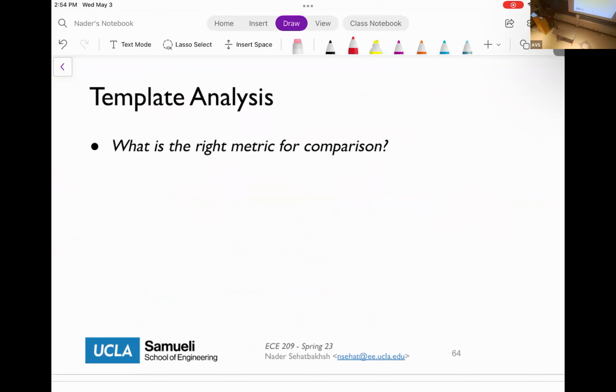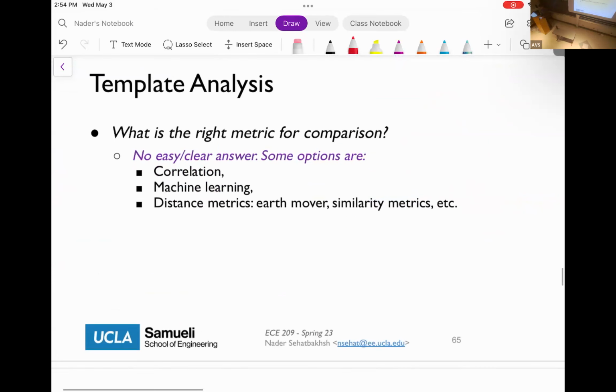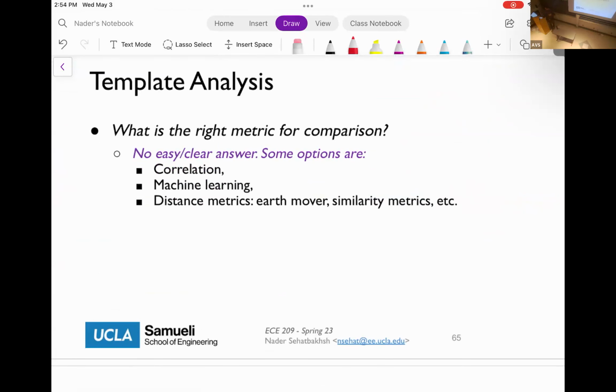Of course, you may wonder what the right metrics are. How do we train it? How many samples, et cetera? There's no clear answer, obviously. This is part of the research. People are using correlation, machine learning, different distance metrics, similarity metrics, et cetera, in order to do this comparison. But given that AI is becoming so prevalent and popular these days, most of the attacks on templates are some form of machine learning based attacks. That's kind of it.